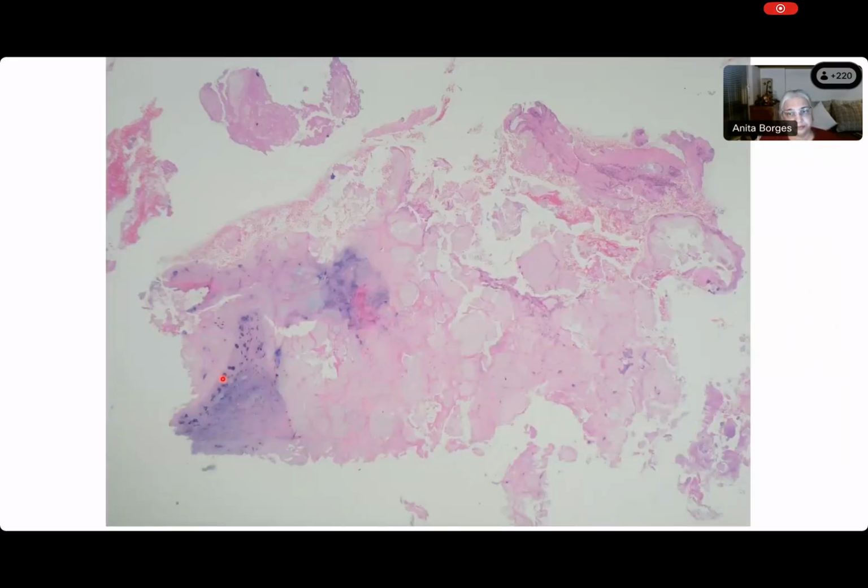This is a low power of the H&E slide given. It shows a fragmented biopsy with cartilaginous areas. Then a few myxoid areas are present. There are hemorrhagic areas, and it is a hypocellular lesion. Very good.